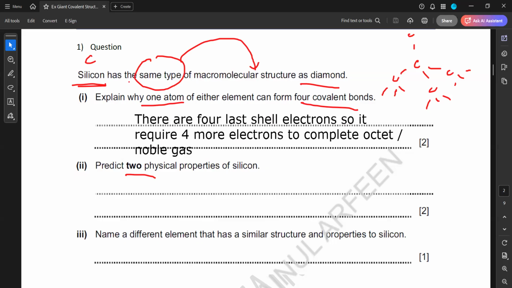But what we need is a physical property. So instead of referring to solubility, I don't advise it. Just mention hardness, or melting point, or conductivity. So you can say it is hard, and you can also say it has a high melting point.